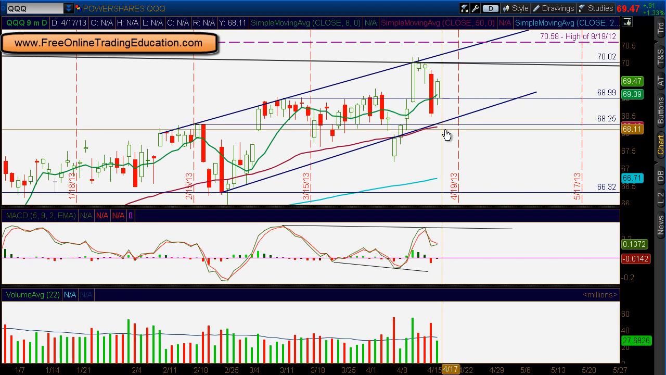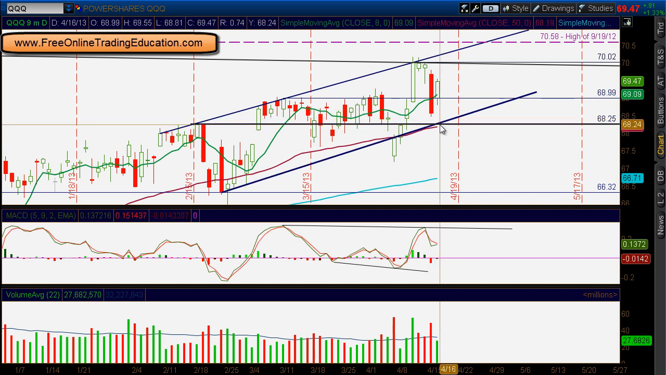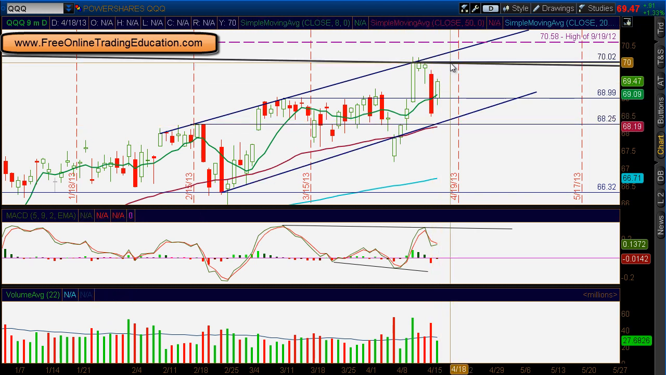Those areas are very significant, very important for you to watch, because not only is the 68.25 an important area of support that we are talking about, but also the 50-day moving average, which is slightly below. Those two areas are very significant areas of support, and the 70.02 mark is a significant area of resistance. So watch those areas very closely.